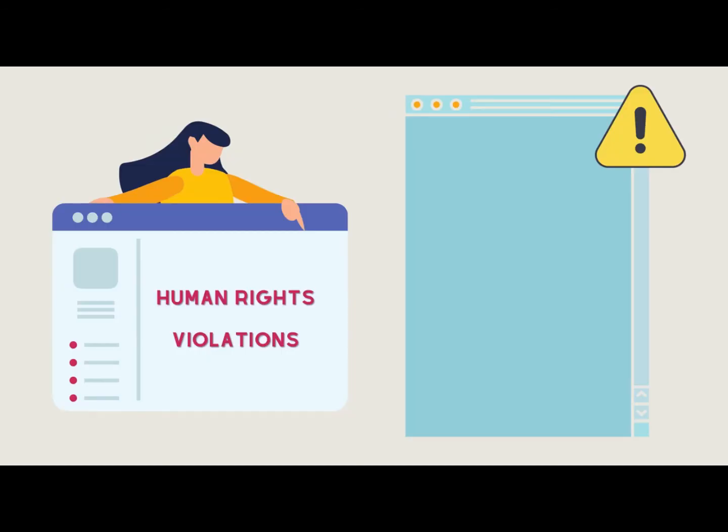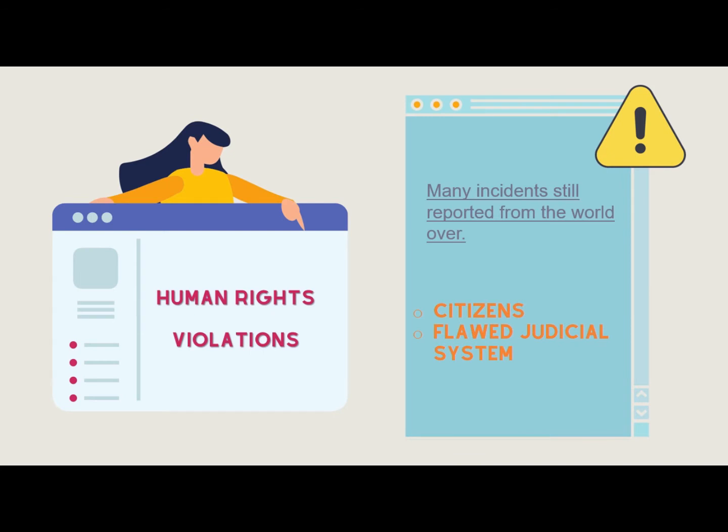Put this in your notes as we move on to our next topic, human rights violations. As we discussed before, Studybuds, human rights play a vital role in contemporary democracy. It gives citizens the freedom to freely exercise their fundamental rights to live with dignity, in peace, and free from any forms of abuse. However, despite the efforts to eradicate these abuses, there are still many incidents reported from the world over. This may be caused by the citizens themselves or influenced by the state due to a flawed judicial system. Some of these abuses are categorized in the following.